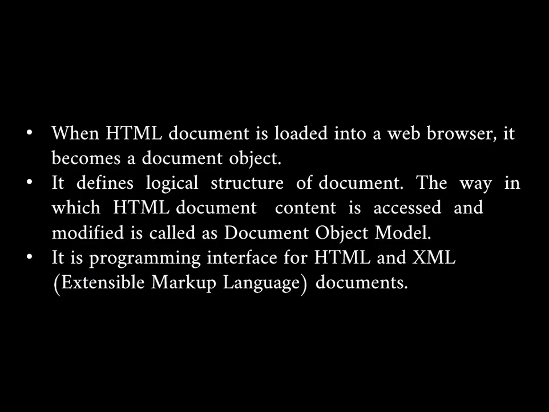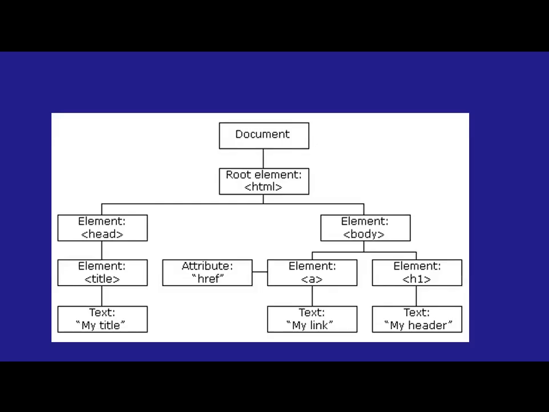Look at the DOM, the document object model. When an HTML document is loaded into a web browser, it becomes a document object. You know there are various documents. If you create a document in Microsoft Word, it becomes a Word document. If you create a document in Excel, it becomes an Excel document. And if you create a document in PowerPoint, it becomes a presentation document. So in HTML also, when you write an HTML program and open it in the browser, it becomes an HTML document.